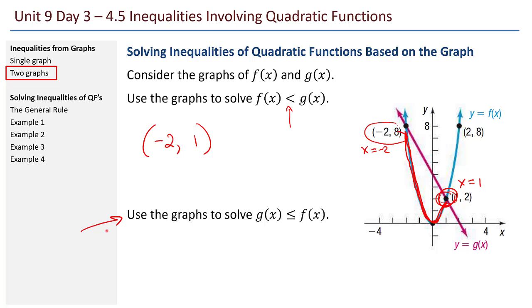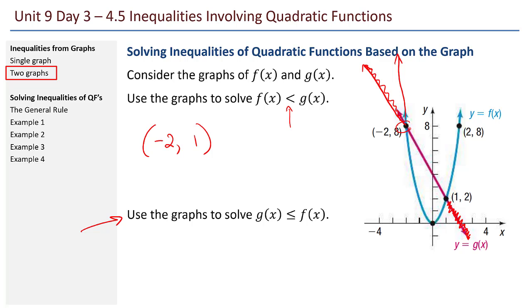Next problem, use the graph to solve g of x less than or equal to f of x. So now g of x, that's the line. Where is the line less than or equal to the parabola? So I can see it on the right here when I go out to the right of that point of intersection, and also to the left. If I continue the line on, and if I continue the parabola up, all those parts of the line, that's where the line is less than the parabola, where g of x is less than f of x.